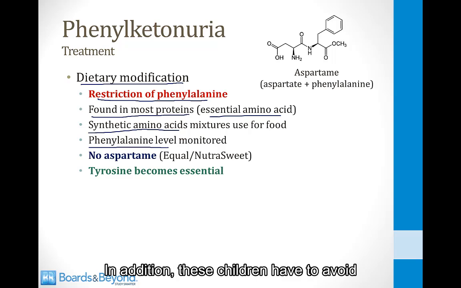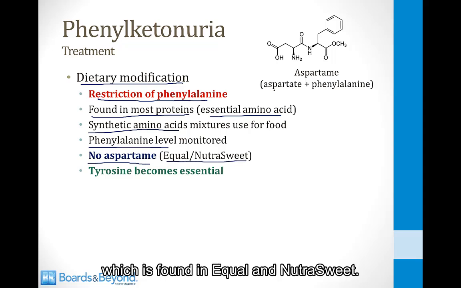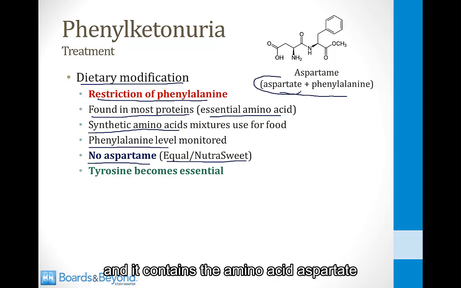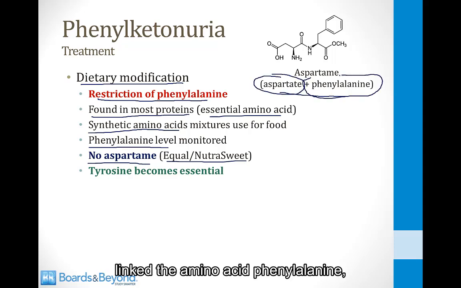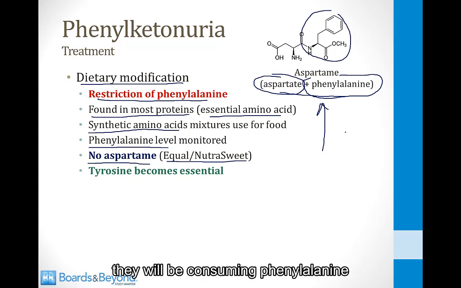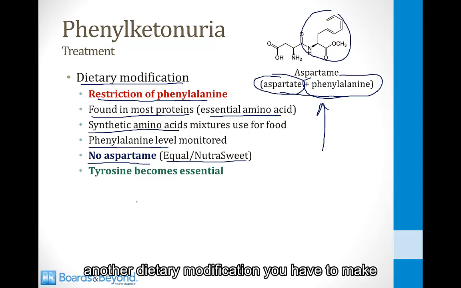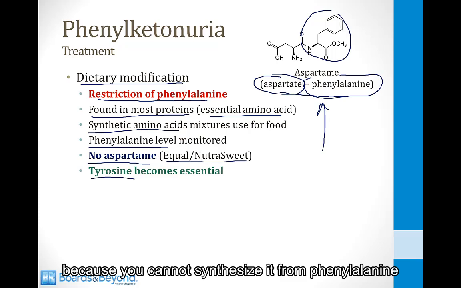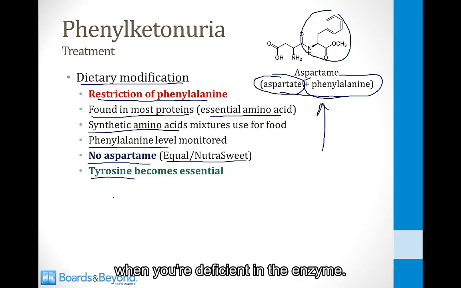In addition, these children have to avoid the artificial sweetener aspartame, which is found in Equal and NutraSweet. This is the structure of aspartame on the screen here, and it contains the amino acid aspartate linked to the amino acid phenylalanine. This is the phenylalanine over here. So if babies with this condition consume artificial sweeteners like aspartame, they will be consuming phenylalanine, which is bad for their condition. And then finally, another dietary modification you have to make is to consume tyrosine. It becomes an essential amino acid because you cannot synthesize it from phenylalanine when you're deficient in the enzyme.